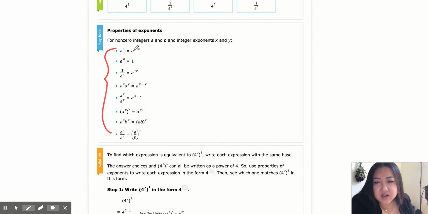Anything to the 1st power is that thing, all right? So if we had 5 to the 1st power, that equals 5. If we had an apple to the 1st power, the answer is apple.